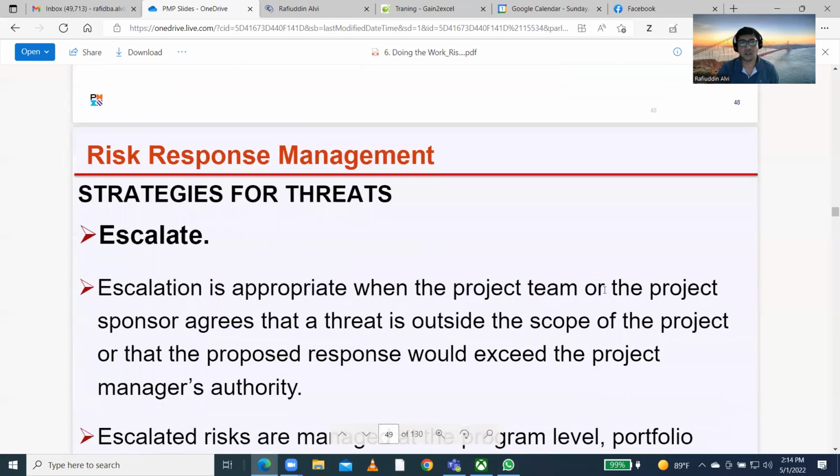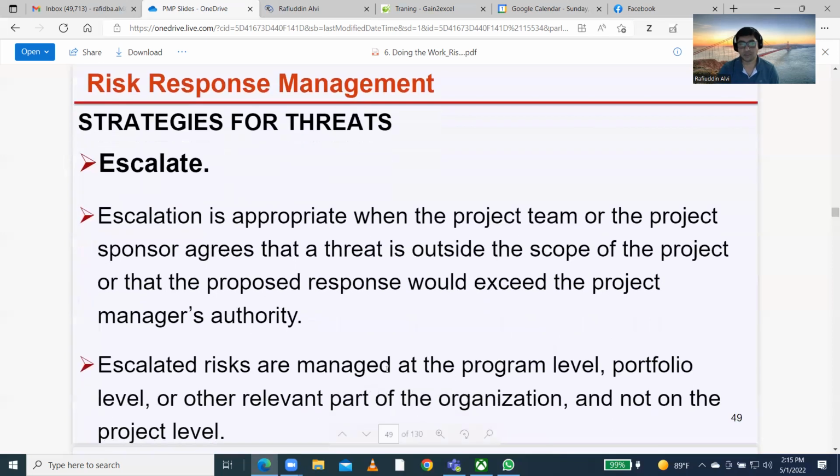So in the strategies for negative risk or threat, the first is escalate. Escalate is appropriate when the project team or the project sponsor agrees that a threat is outside the scope of the project, or the proposed response will exceed the project manager's authority. Meaning you will escalate to the sponsor, because this is not under your control. For example, if the cost of the project is too much or the schedule is not sufficient, you will escalate to the sponsor.